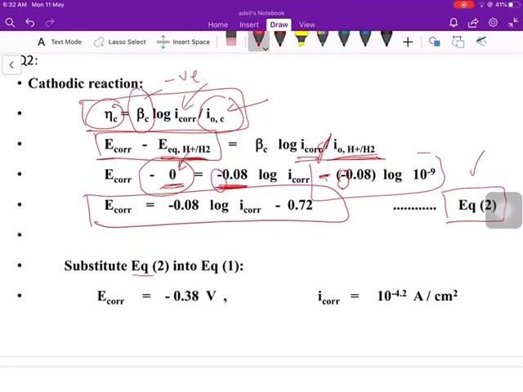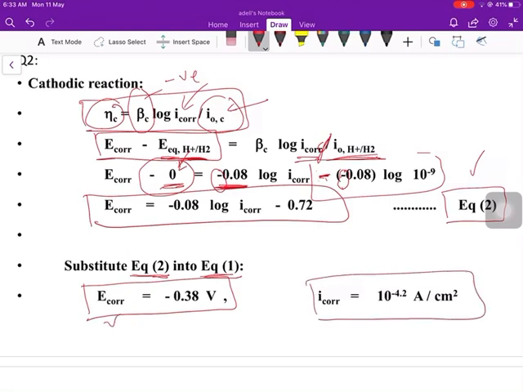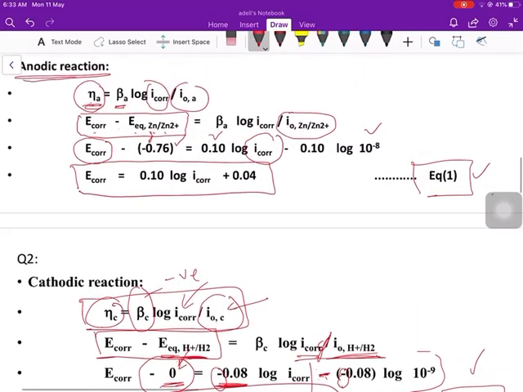Now you have two equations, equation 1 and equation 2. You just substitute either equation 1 into 2 or equation 2 into 1. So at the end you will solve for Ecorr, the corrosion potential, and also the corrosion current density.